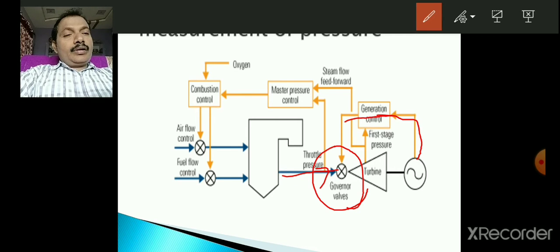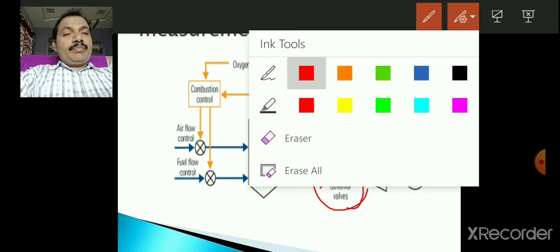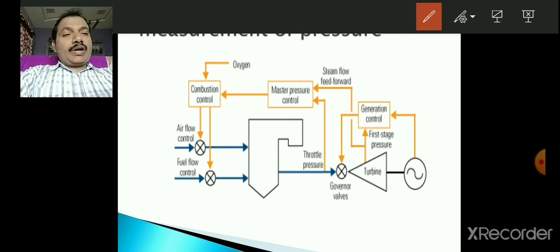So now this is the feedback loop here, and steam pressure in the turbine exhaust is also measured here. It is applied to the steam flow rate, and this steam pressure is also coming to the master pressure control. The first stage pressure, at the turbine location, is going to generation control, and the steam flow also is fed to the master pressure control. These are the parameters measured and fed back to the respective control systems.